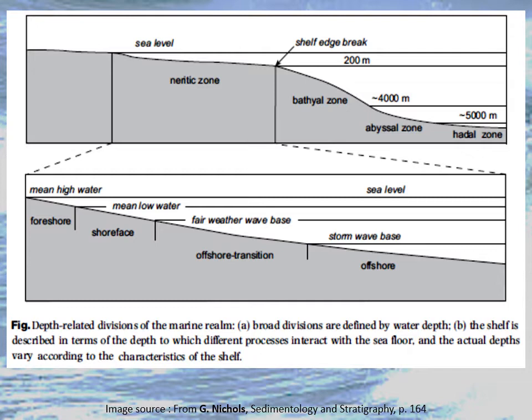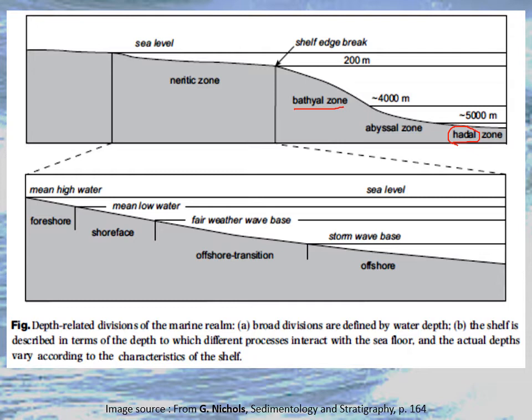Apart from the neritic zone, the depth from 200-meter to about 4000-meter is known as bathyal zone. Below 4000-meter to 5000-meter, it is known as abyssal zone. This is the zone of continental rise, and bathyal zone is the previously mentioned continental slope area. And beyond 5000-meter depth, the zone is known as hadal zone. So this classification is based on depth values.